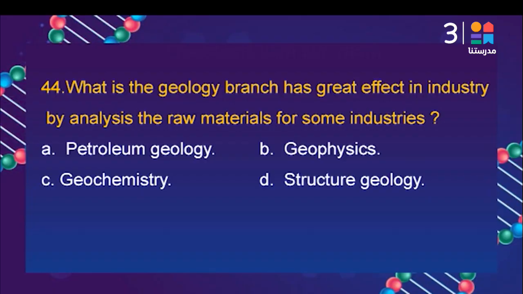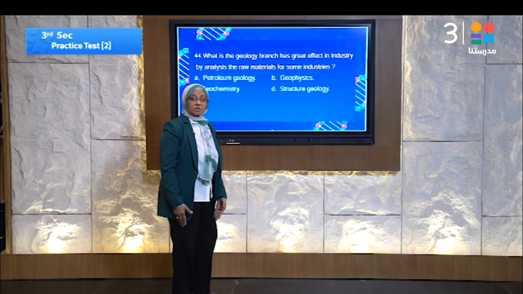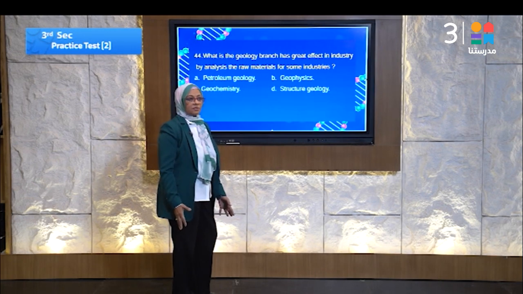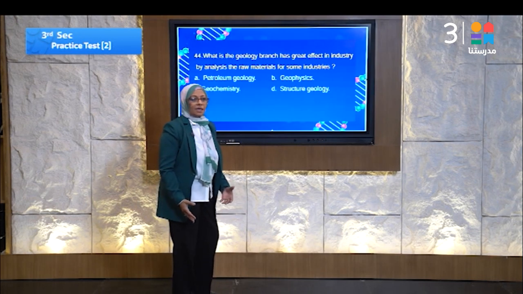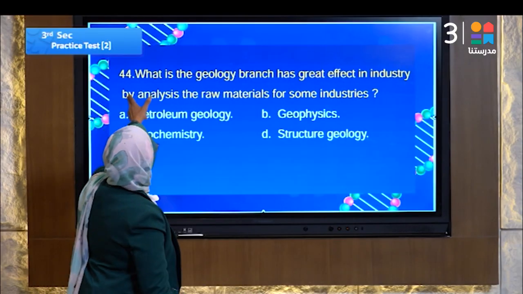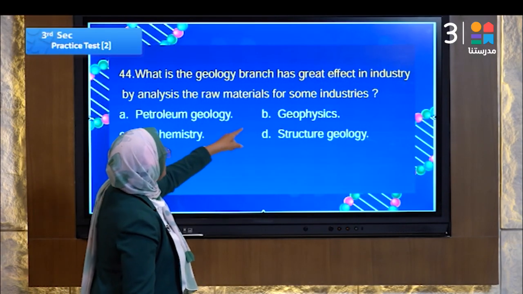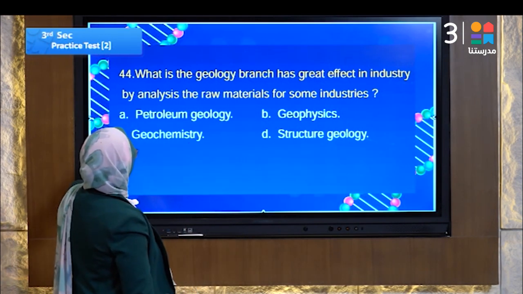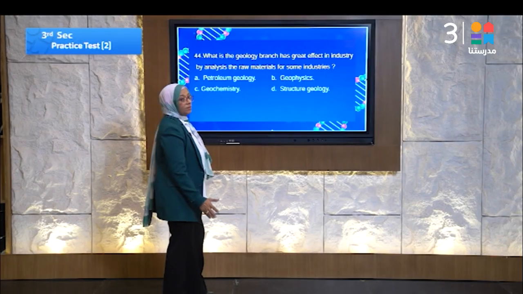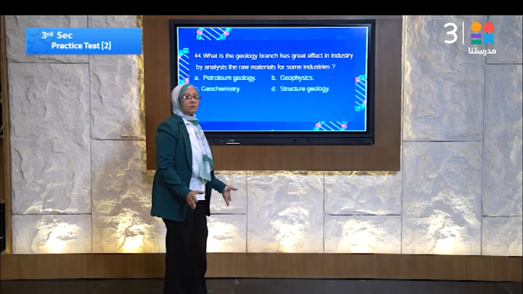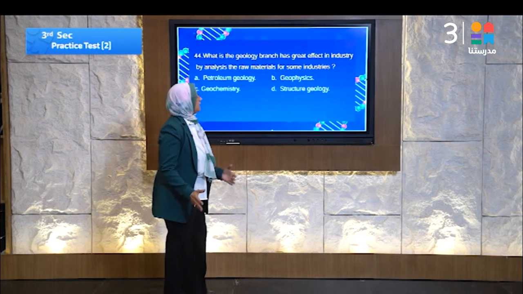44. The question speaks about geology, the earth science. Geology has many branches, used to benefit industry, chemical reactions, building, and how to stay on the earth. What is the geology branch that has great effect in industry by analyzing the raw material for some industries? Raw materials mean the resources from the earth used in industry.